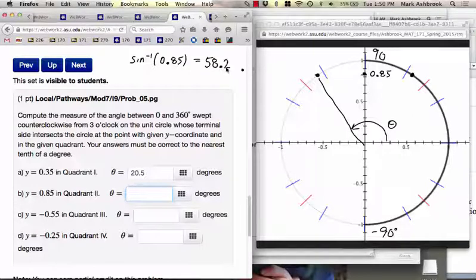58.2. Is that the answer to our question? No. What quadrant is 58.2 in? It gave us the first quadrant angle, right? Because we said it has to be between negative 90 and 90. This is greater than 90 over here. So it said, oh, 0.85, well, that's this angle here. I'll do it in red.